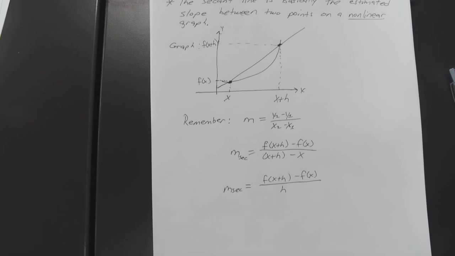With the derivative, the x plus h gets closer and closer and closer. So that's when you get the instantaneous rate of change. When it gets so close, you can pretty much estimate where it is. Does that make sense? Yeah. Okay. All right.